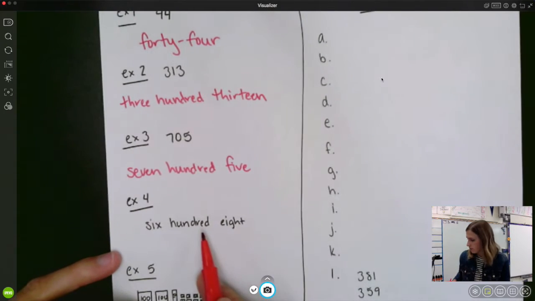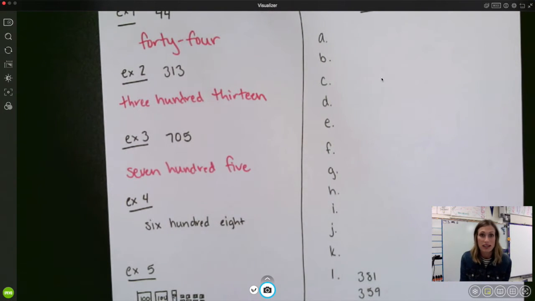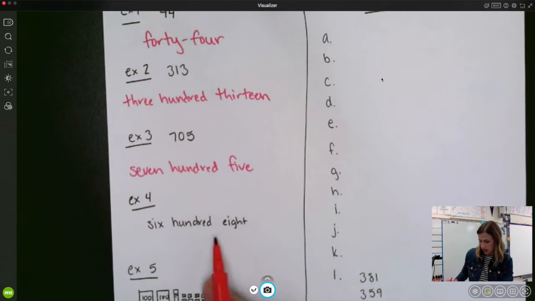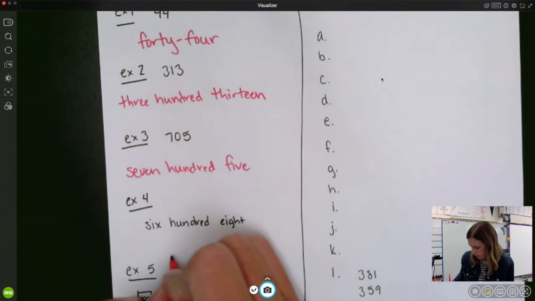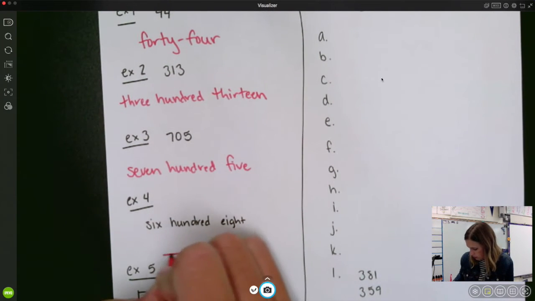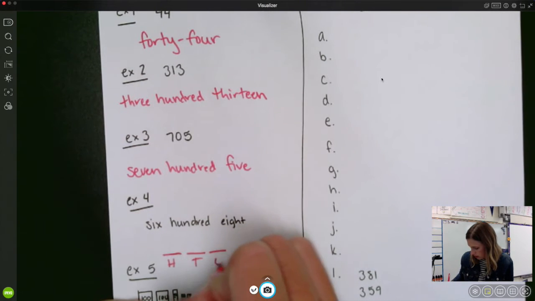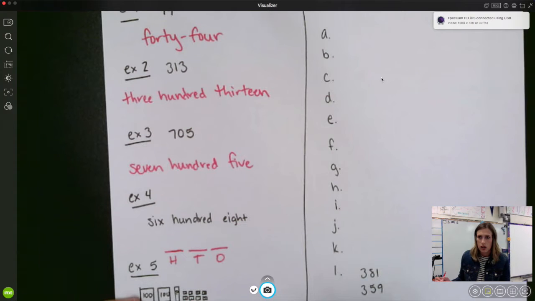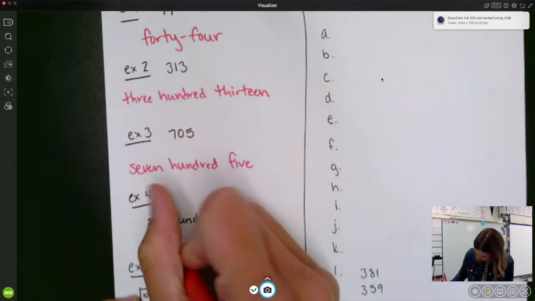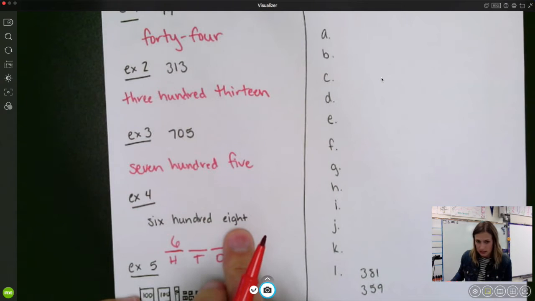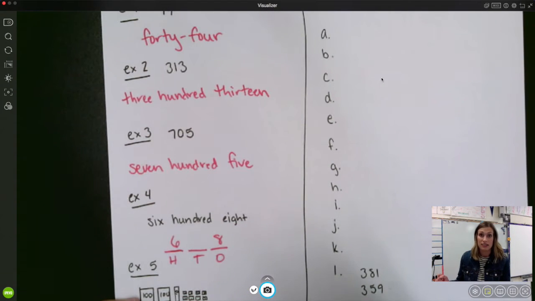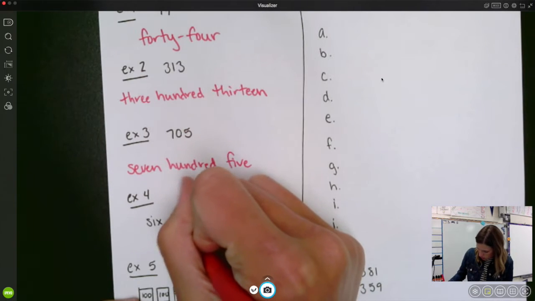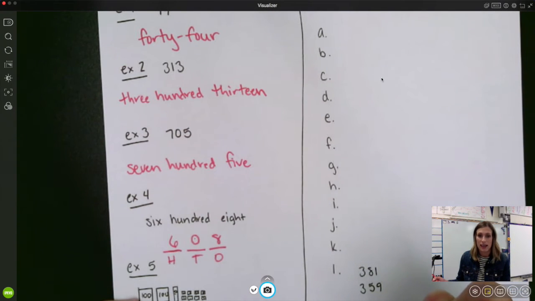All right. Example 4. This one we need to write with digits. So we're going to take this number in words and write it in digits. It says 608. Well, let's look at our place value. Hundreds, tens, ones. Now, 600 tells us a 6 is going to go in the hundreds spot. The 8 tells us that there's going to be an 8 in the ones spot, because it's not 80, it's just 8. Now, we can't just leave this tens spot blank. We have to put a 0 in the tens spot, so we get 608.